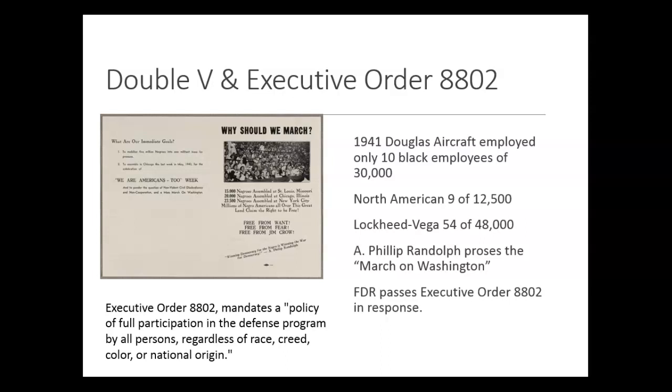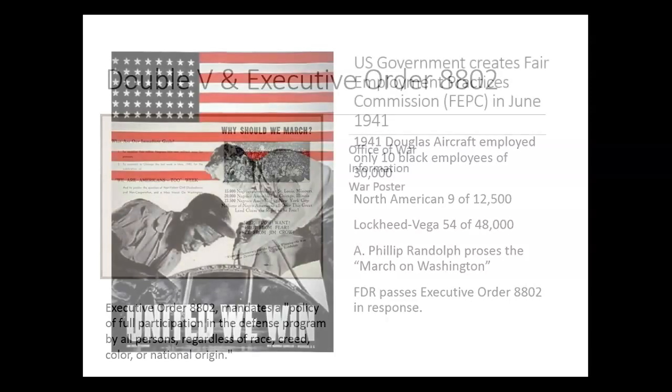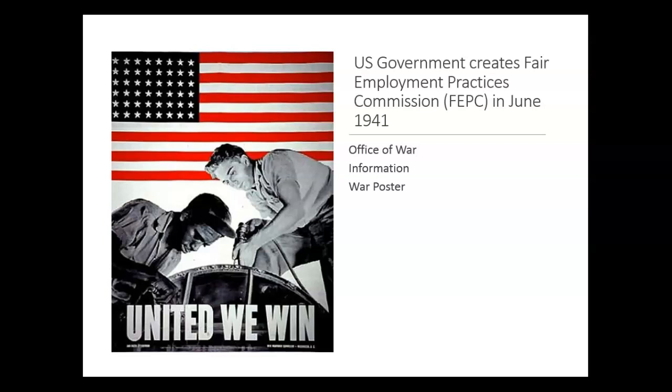Responding to this pressure, Roosevelt issued Executive Order 8802, which authorized the Committee on Fair Employment Practices to investigate and prevent race discrimination in employment. However, the FEPC was never wholly effective, as it was severely underfunded and understaffed. So progress came slowly.